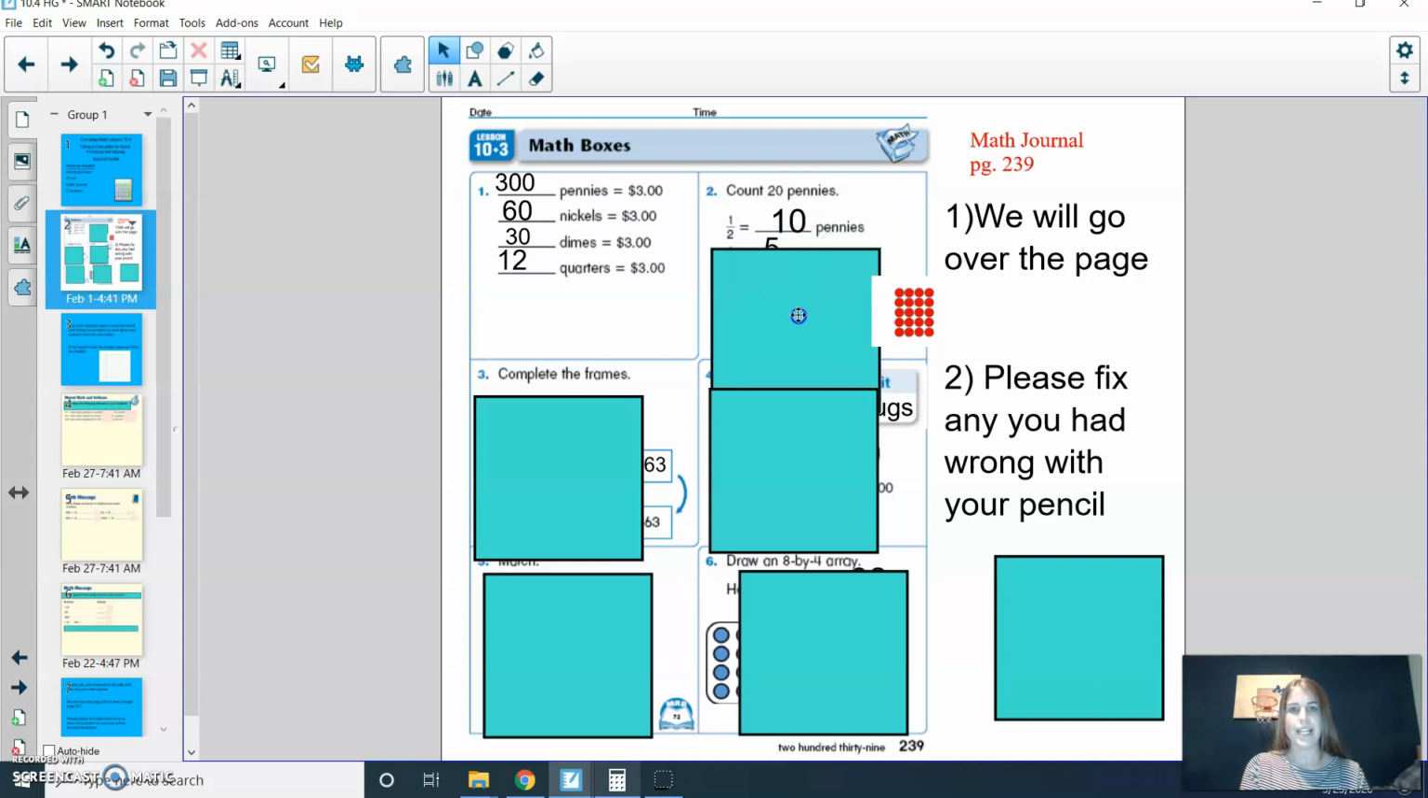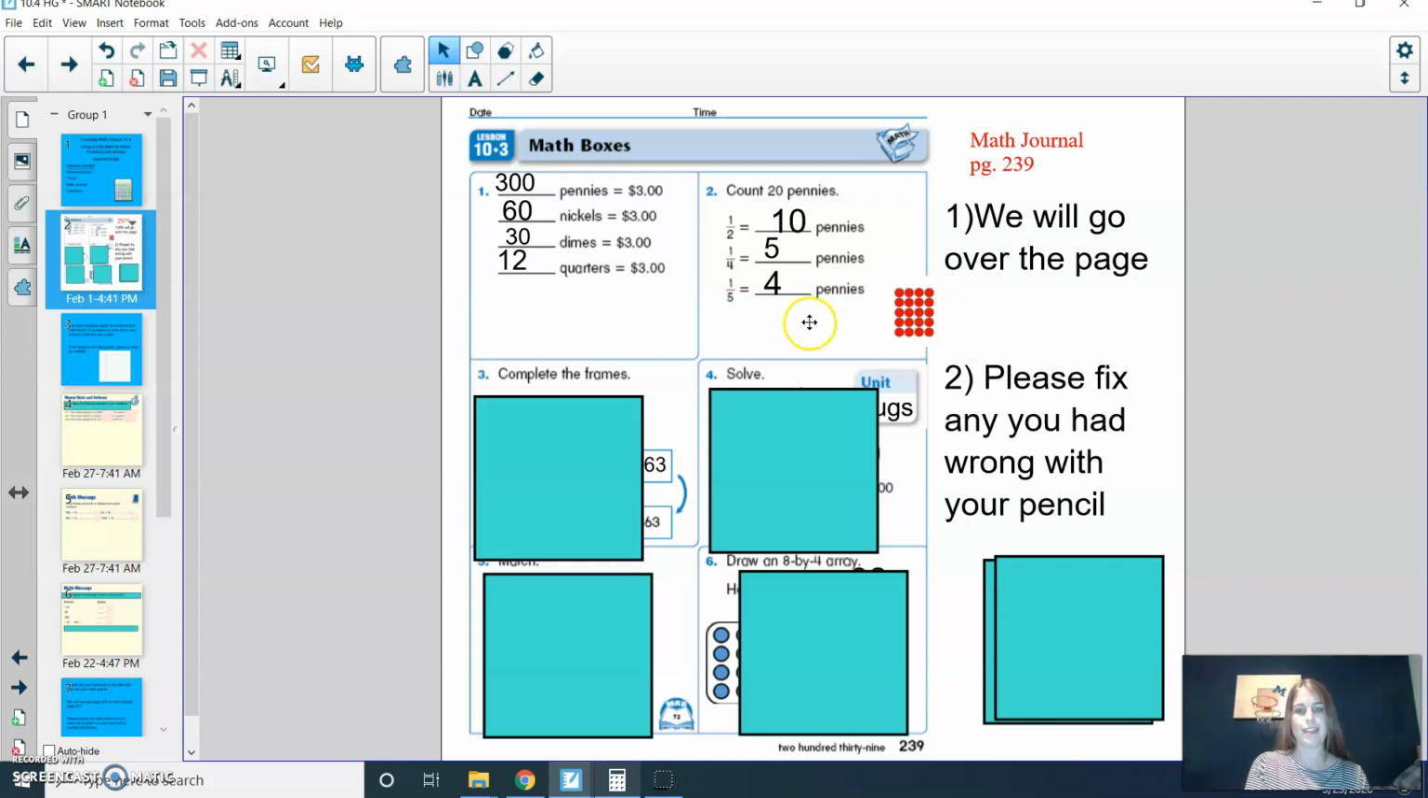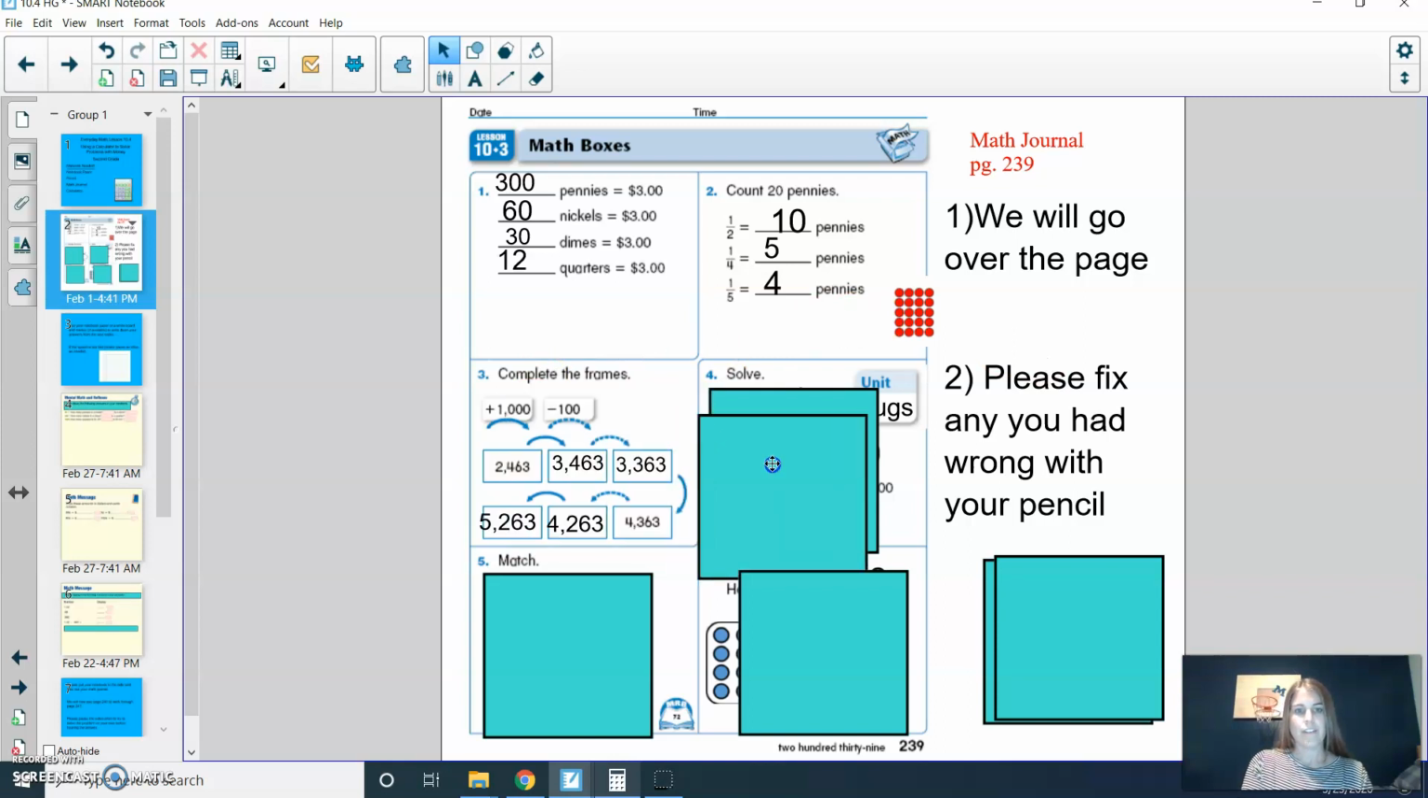Count 20 pennies. Half of 20 is 10. Using my array and looking at my groups of 4, I can see that 5 pennies would be the same as 1/4. Again, using my array and looking at my groups of 5, I can see that 4 pennies would be equal to 1/5. For question number 3, complete the frame.